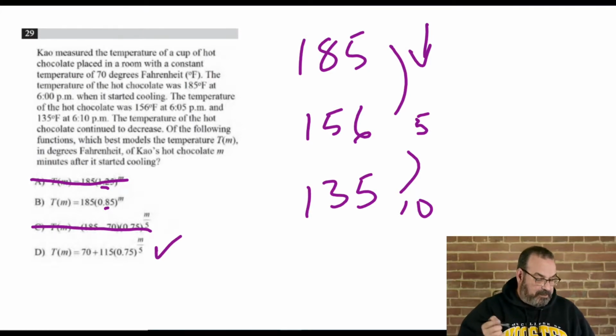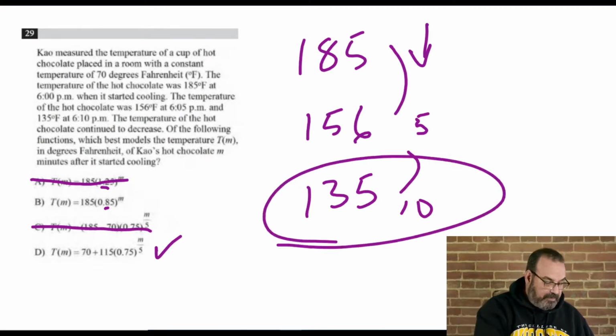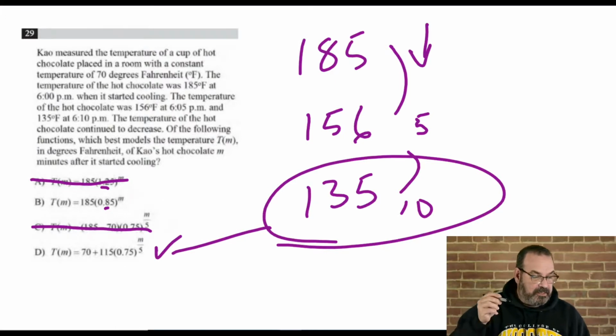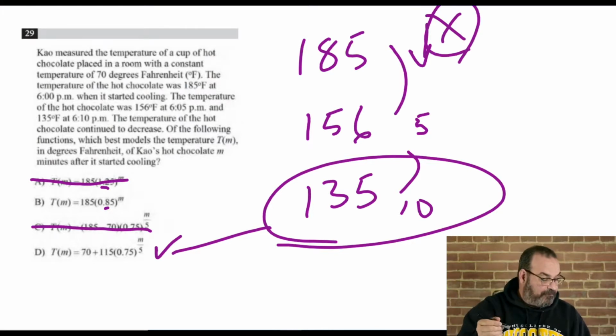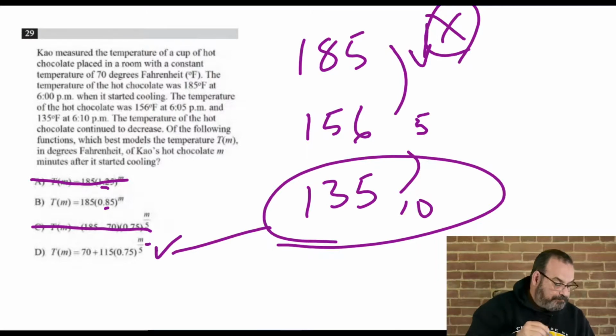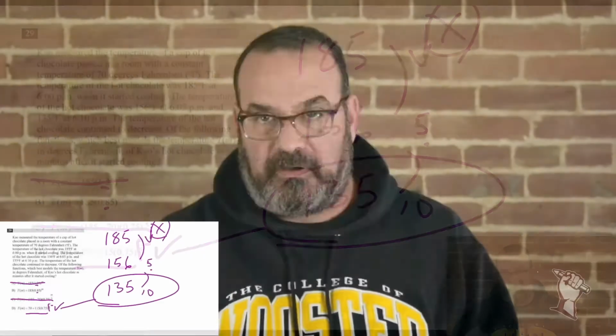Yeah, let's put in 10. So 10 divided by 5 is 2. 0.75 squared is 0.56 times 115, 64 plus 70, 135. All right, what I did here was the change from 5 minutes to 10 minutes is my x, and I had to put it in for m here, m divided by 5. So if I put in 5, this thing would be 1, and it would come out to 156. So I'll do that, and that's the right answer. Excellent job. Good job, brain.